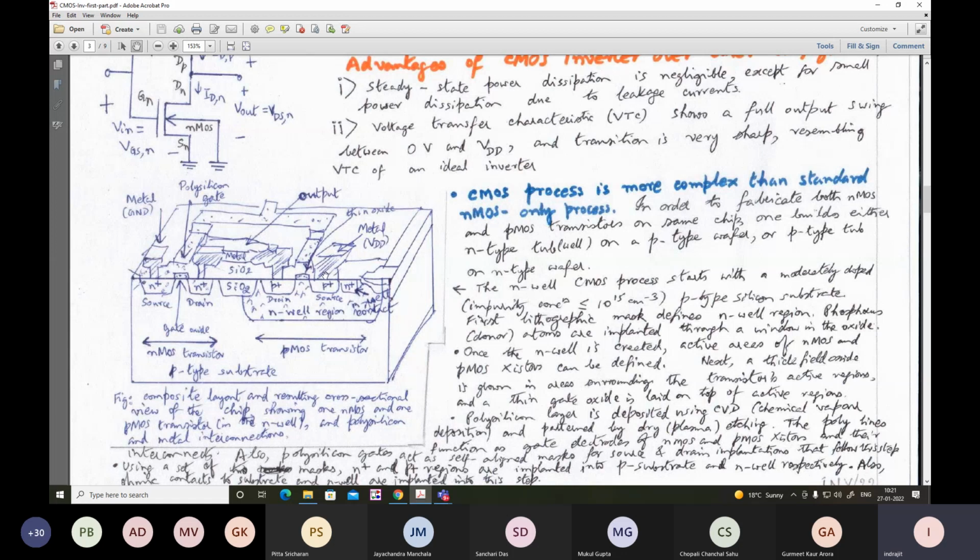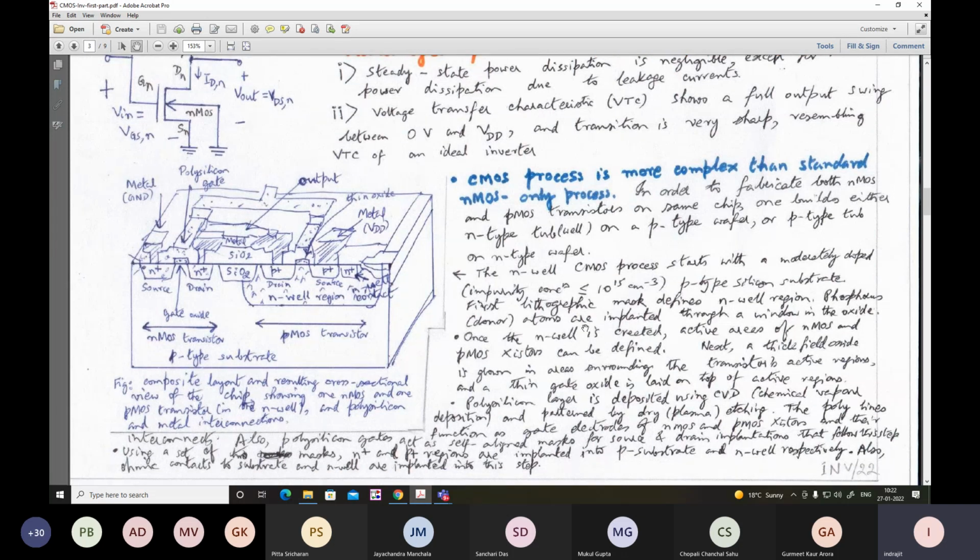That means you put in pentavalent impurities like say phosphorus or antimony, right? So the first lithographic mask defines the N-well region. Phosphorus, the donor atoms, are implanted through a window in the oxide. So you open a window by etching out sufficient amount of the field oxide, the silicon dioxide. Then you build up the N-well.